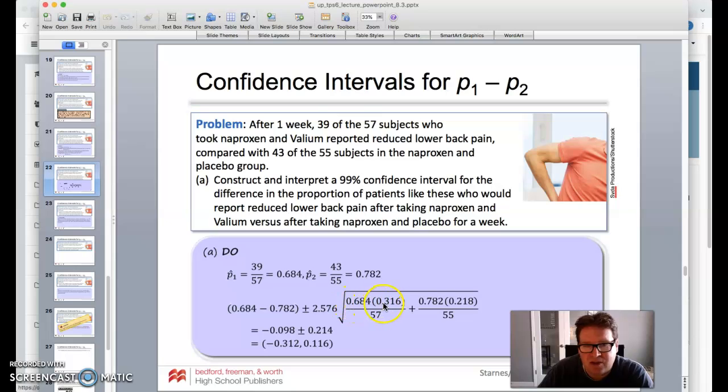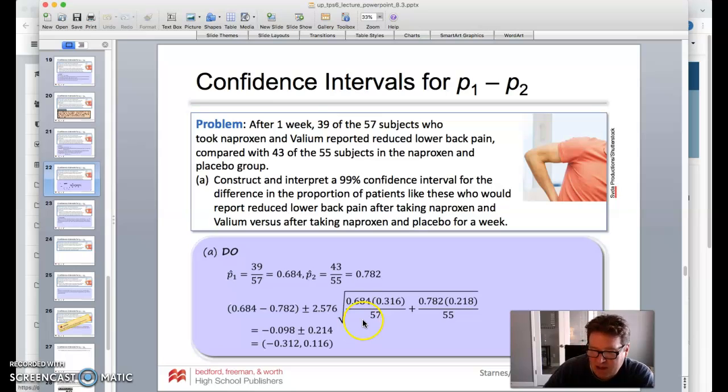All right, so then we go through our standard deviation. Take the success times failure divided by sample size, then do the same for the other population, success times failure divided by sample size, and put that all together. So we get our 99% confidence interval with the margin of error here. We have a 21% margin of error. That's pretty high. But we're going to see our interval goes from negative 0.312 up to 0.116. That's our interval.